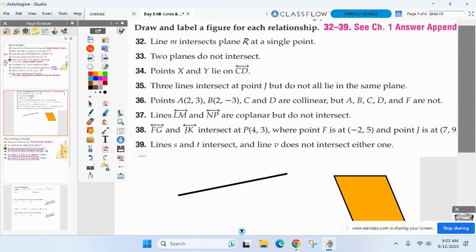Don't worry about explaining. Just write true or false, please. Don't worry about the explanation. The explanation is, I looked at the diagram.